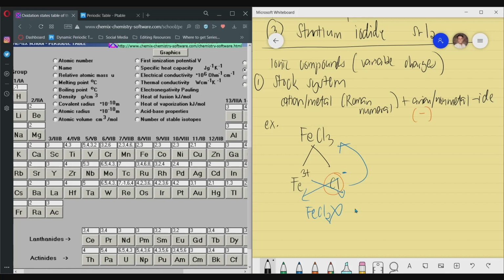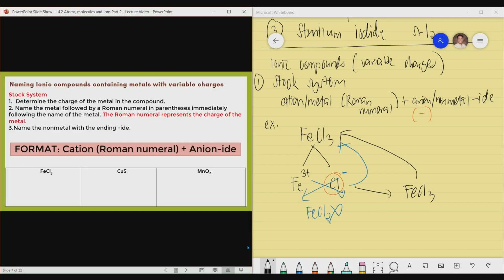Ngayon, pag kinriss-cross mo sila, you now have FeCl3, which is your original given, FeCl3. Okay, so that is how you may deduce your particular metal charge. Okay, so ngayon, nagawa natin sa number 1. Alam natin na positive 3. Next, pwede na natin gawin itong format ng pagpapangalan.